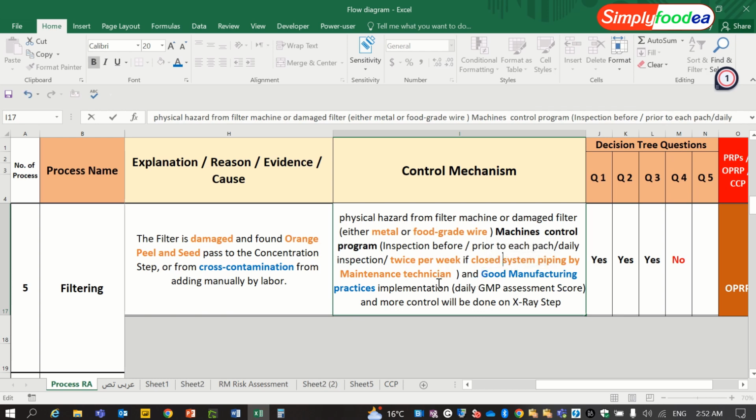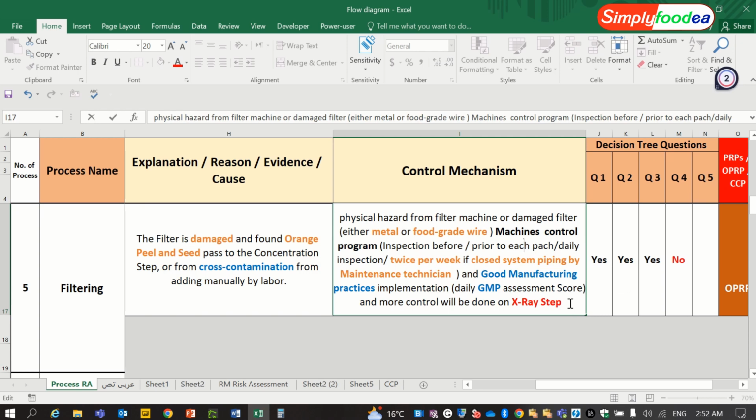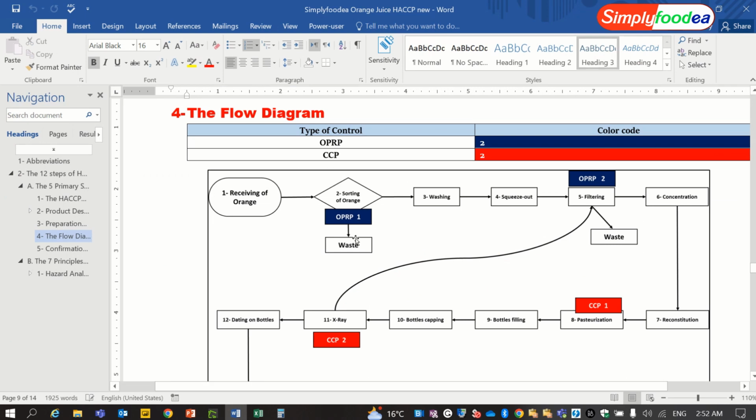Okay, and also I must mention when this GMP assessment scoring is created, and there is more control that will be done on the physical hazard at the X-ray step. This is the last step. I can guarantee that all the orange juice I'm producing is free from any physical hazard. Here are the controls, and after all this process, this is the last step.